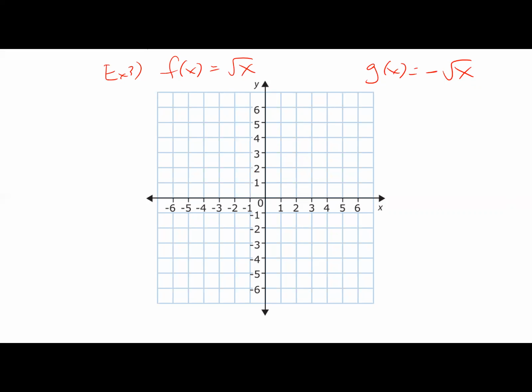So the original graph of square root of x is (0, 0), (1, 1), (4, 2), and so on. And the graph looks like that. Because of this, we have a reflection about the x-axis, because the negative is on the outside of our function.